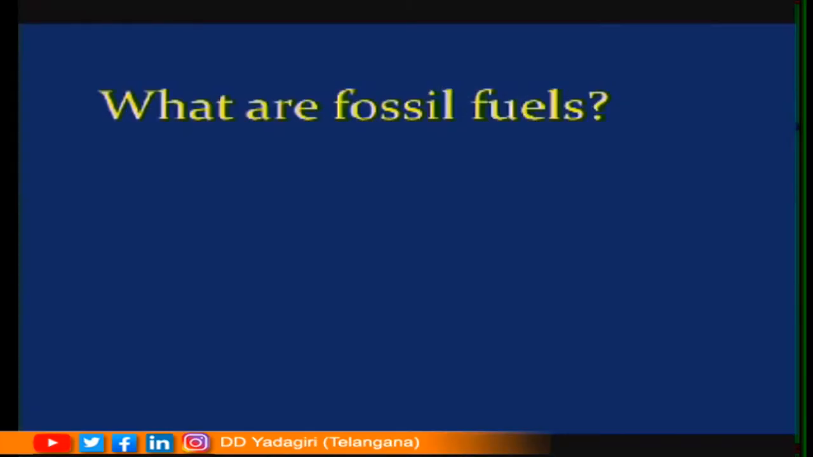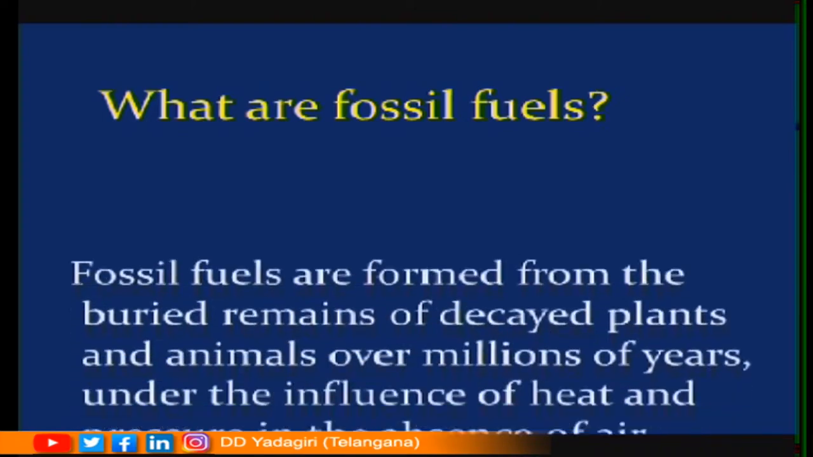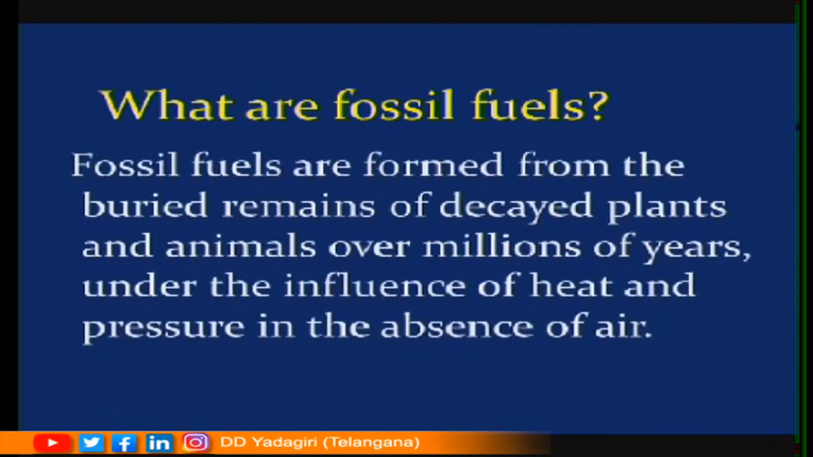Today, we will deal with coal and petroleum, including natural gas. These are fossil fuels. Now, let us learn what fossil fuels are. Fossil fuels are nothing but fuels derived from the earth crust, from the fossils of dead organisms.